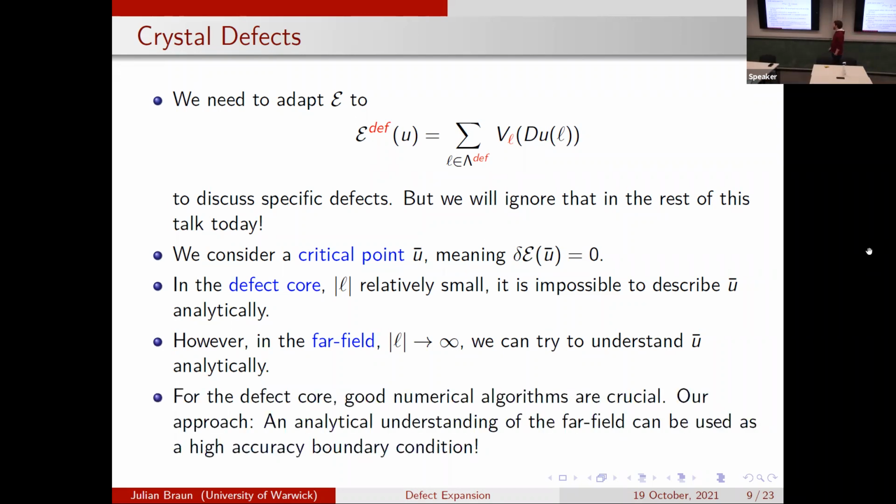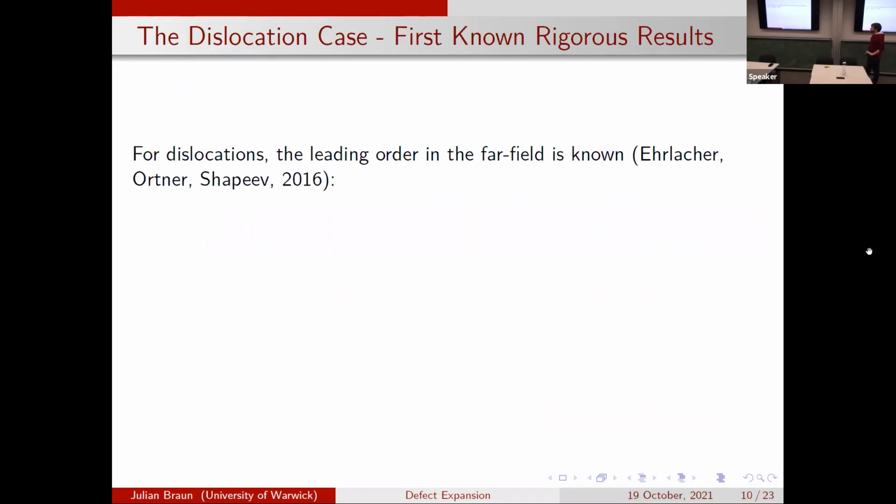At least we hope. And for the defect core, you still want the defect core, because otherwise you can't say anything about the overall energy or the overall transition rates or anything like that. So what you need there is a good numerical algorithm. And our approach is to use the good understanding of the far field as high accuracy boundary conditions for the core computation, which gives you very fast convergence rates, and means you only have to look at a very small number of degrees of freedom to actually do the core computation. I'll get to that in a bit more detail.